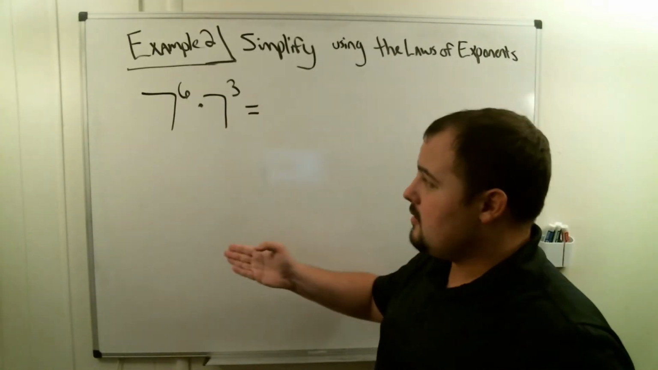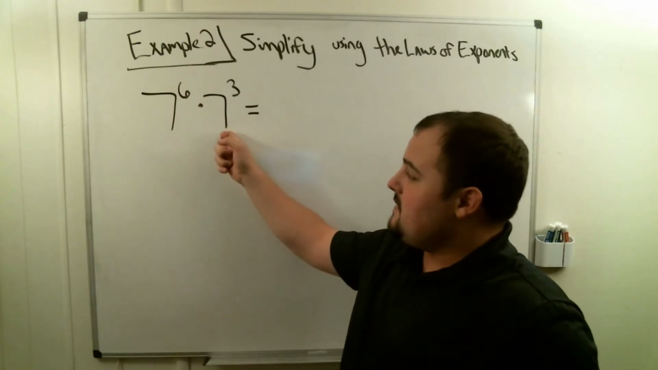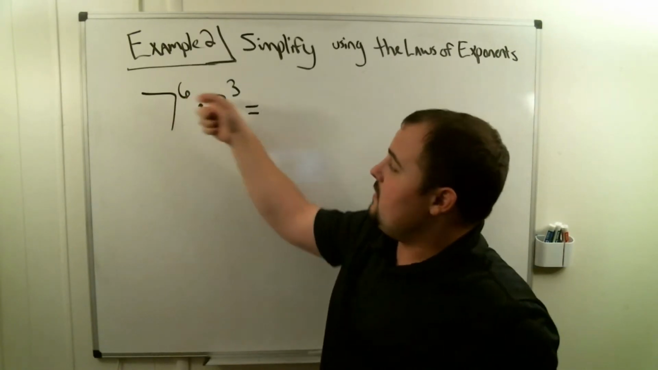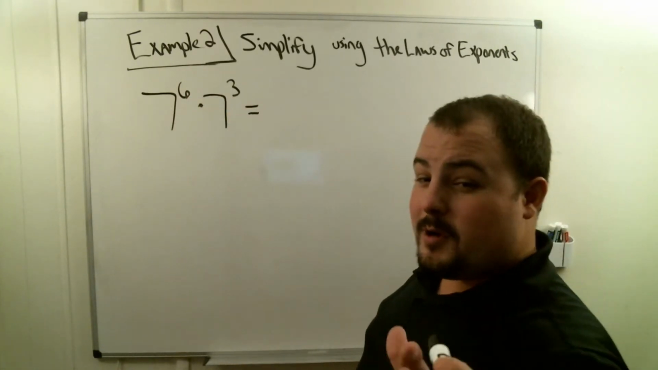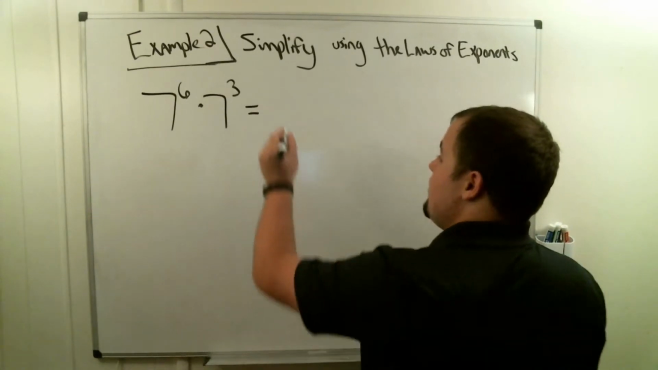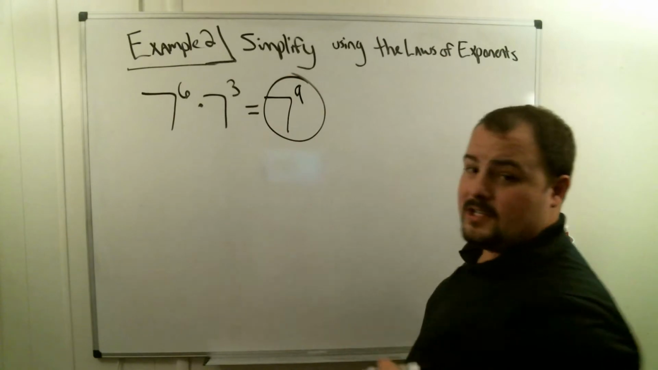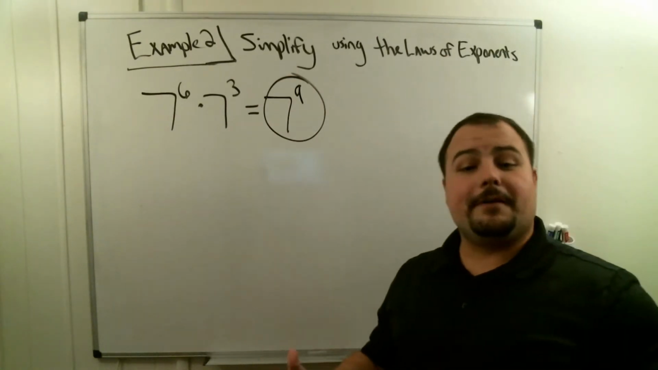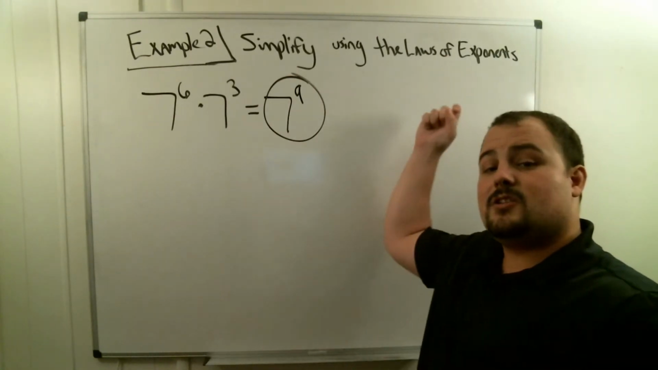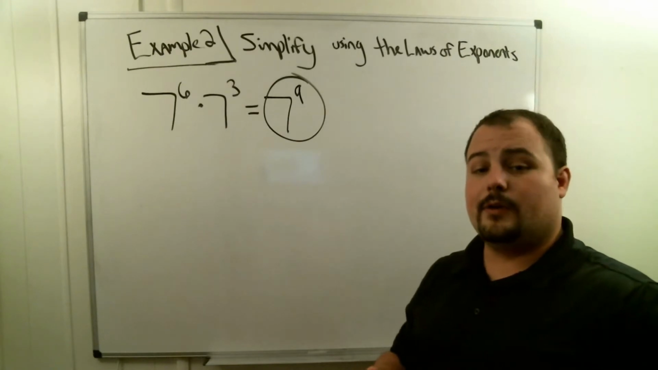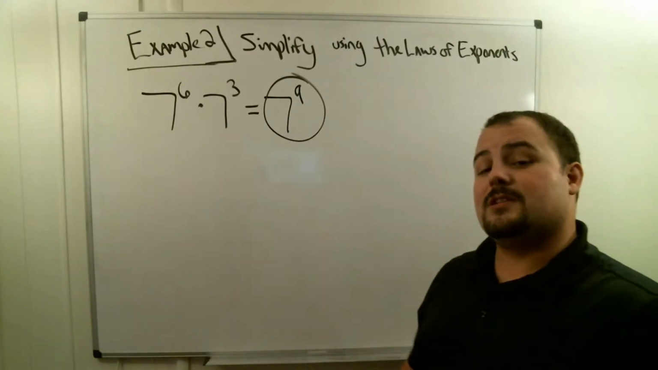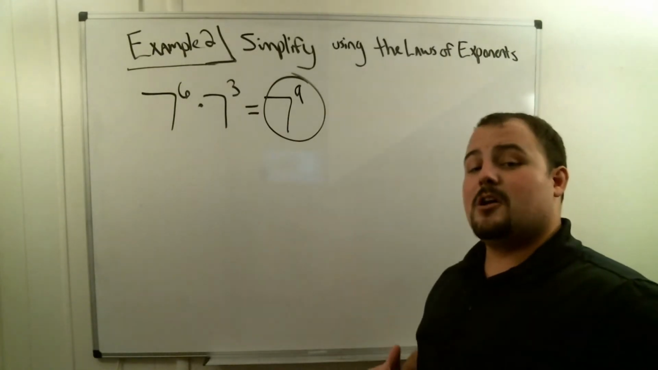This is the product of power law. As long as the bases are the same and we're multiplying, all we have to do is add these. So some of you are probably thinking you got it. You're correct. This is 7 to the 9th power, and that's our answer. You don't have to go any further than that. That's okay because it says we can simplify by using laws of exponents. Later on, we're actually going to figure out what these powers are, but let's just keep going.